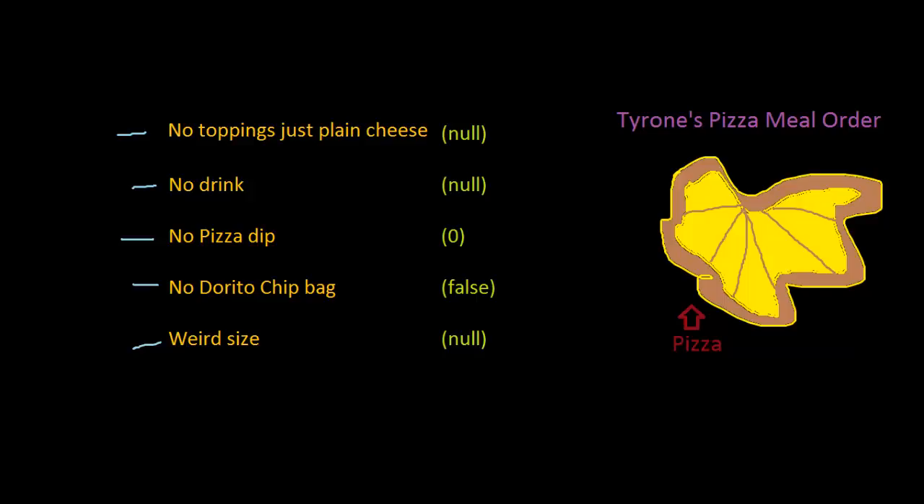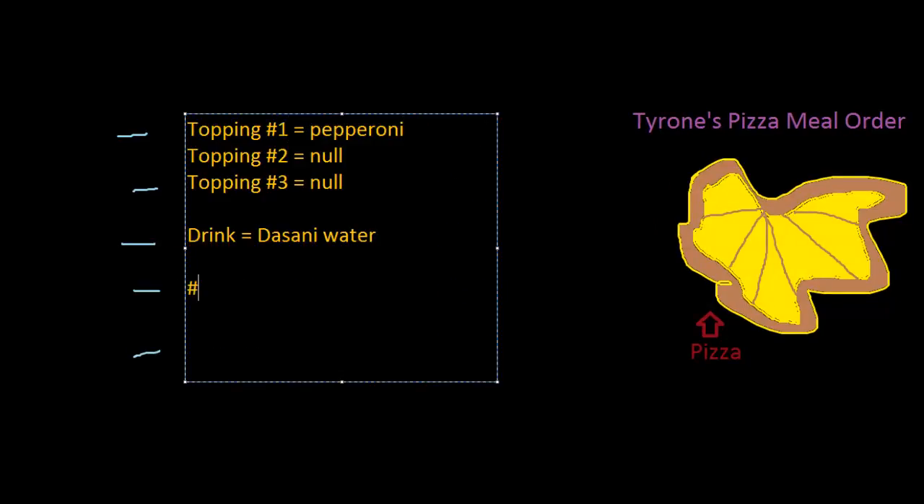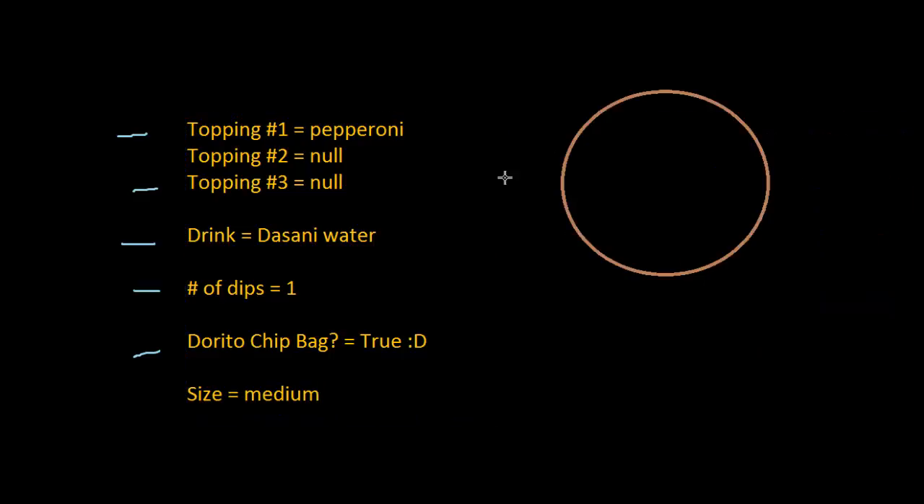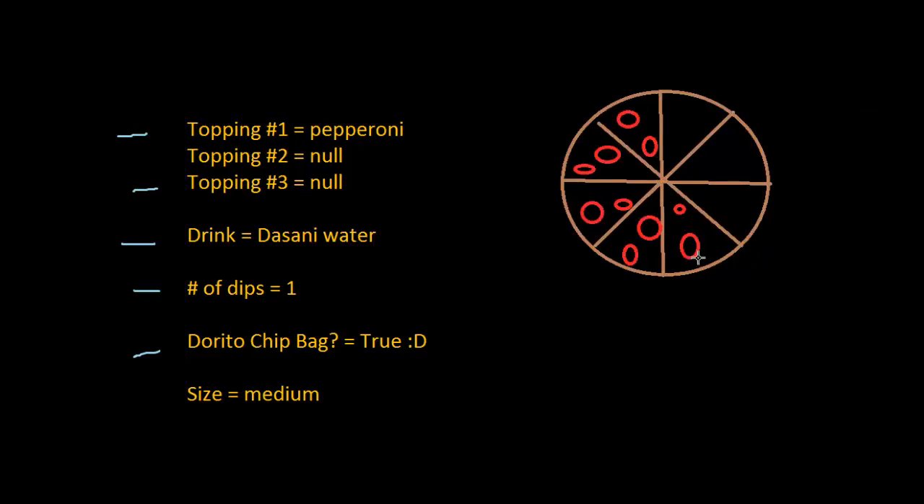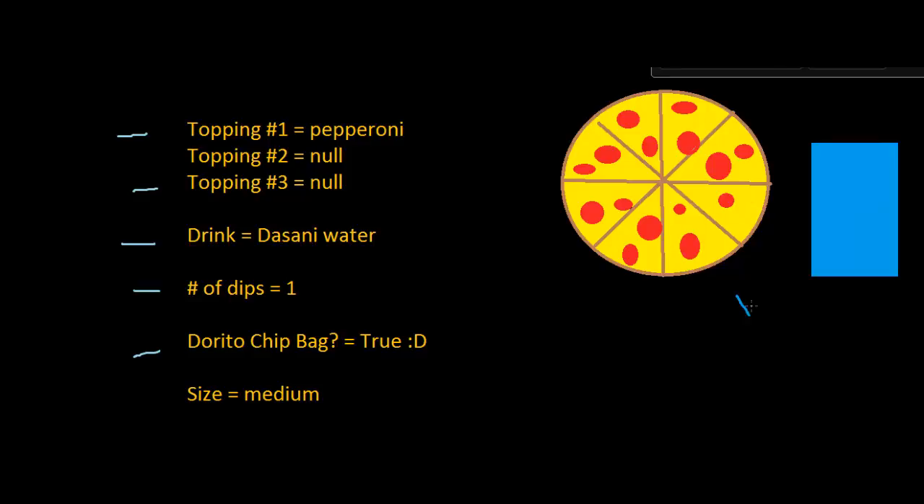Alright mate, let's make our own default, yay. Let's have topping number 1 as Ripperino Pepperino. Topping number 2 and 3 can stay as null. For the drink let's have Dartsony water as the default. For the number of dips let's have 1 as the default number. For the Dorito chip bag let's have it as true. And finally for the size let's have it as medium. Do you like my Khan Academy paint skills?